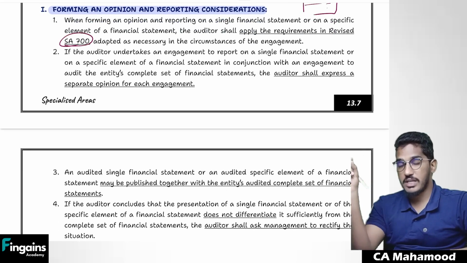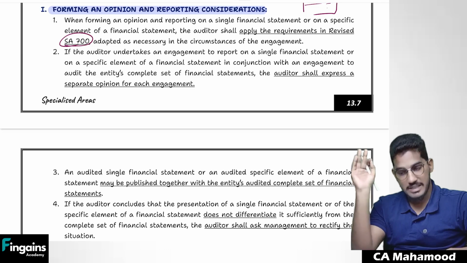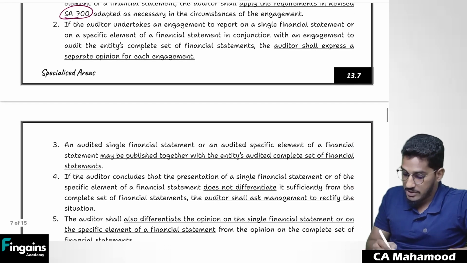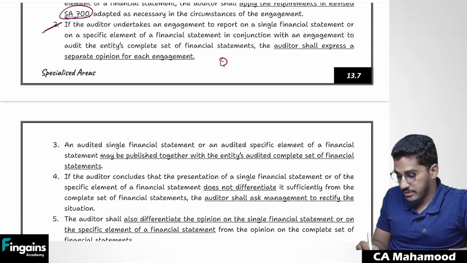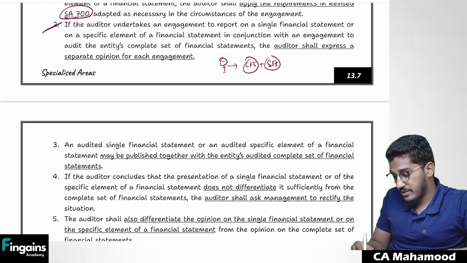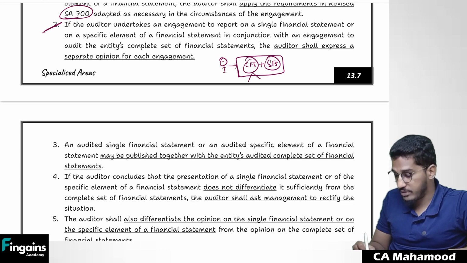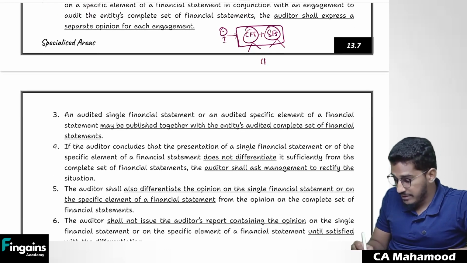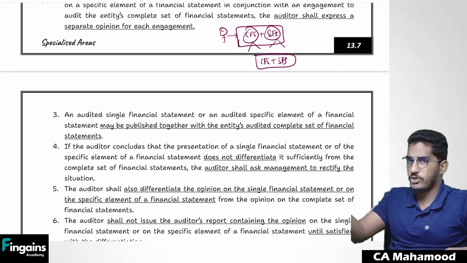Even the audit report on the single financial statement is required to be given as per the requirements of SA 700. And one more important thing here, as I've already covered: if you are a person conducting audit of the complete financial statements and also the single financial statement, and both audits are done by the same person, can I give a single opinion? No, I have to give separate reports. And the complete financial statements and the standalone financial statements can be published in a single document.